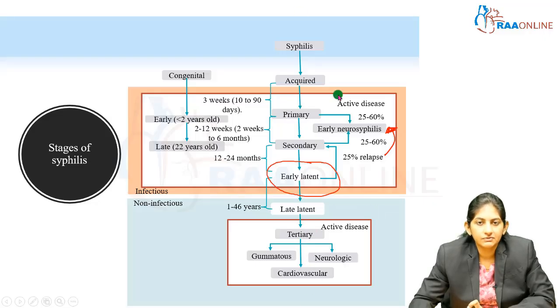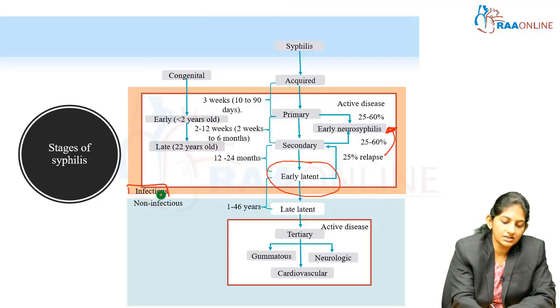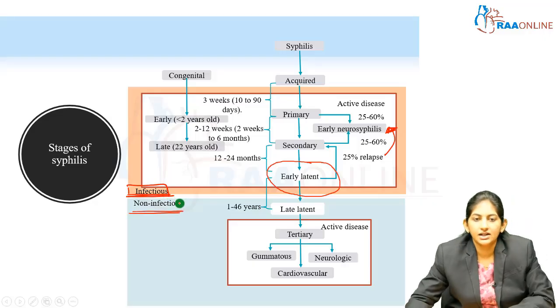Coming to the congenital phase, congenital syphilis occurs transplacentally or during the peripartum or the intrapartum period. Early congenital syphilis means within the first 2 years. Late congenital syphilis means after 2 years. Predominantly patients are infectious during the primary and the secondary stage, as you can see here, infectious stages here. In tertiary syphilis and in the late latency period, they are not infectious.